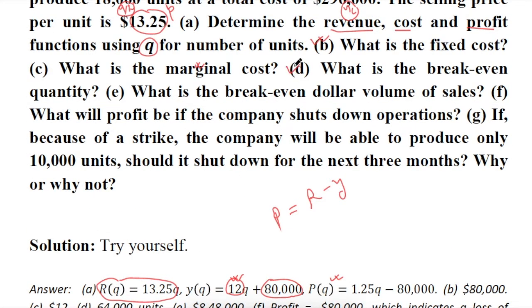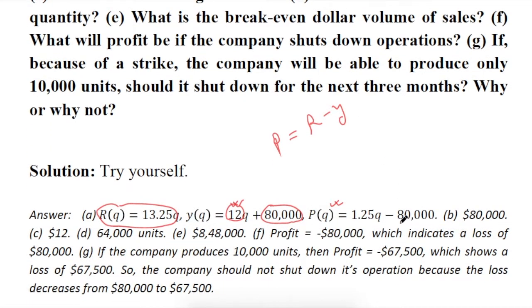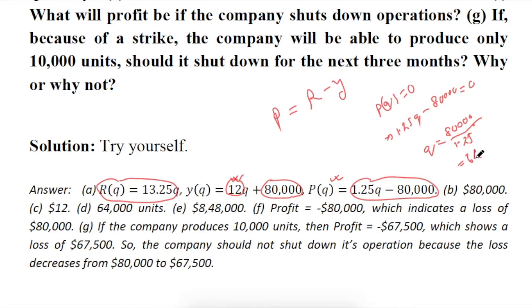And what is the break-even quantity? In order to find the break-even quantity, you need to set the profit function equal to 0, which gives us 1.25q minus 80,000 equals 0. Therefore q equals 80,000 divided by 1.25, so 64,000 units will be your break-even quantity.